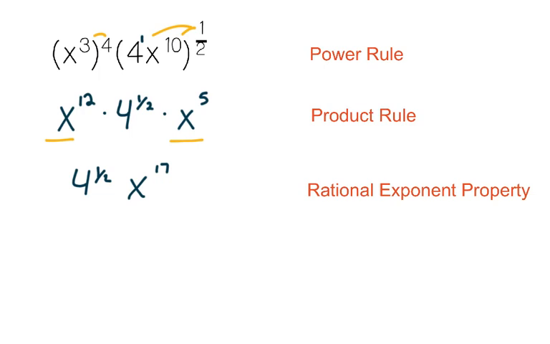Finally, I want to use my rational exponent property. When we have a power that is a fraction, it's always power over root. So I'm going to rewrite 4 with a radical. I'm going to make sure I put this little 2 here, but you don't have to because this means the same thing as square root.